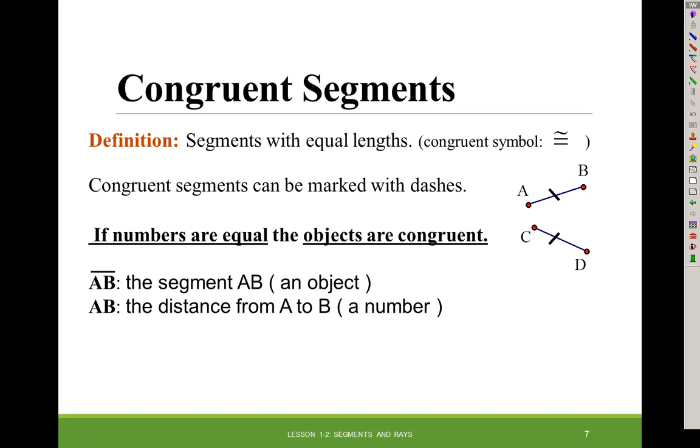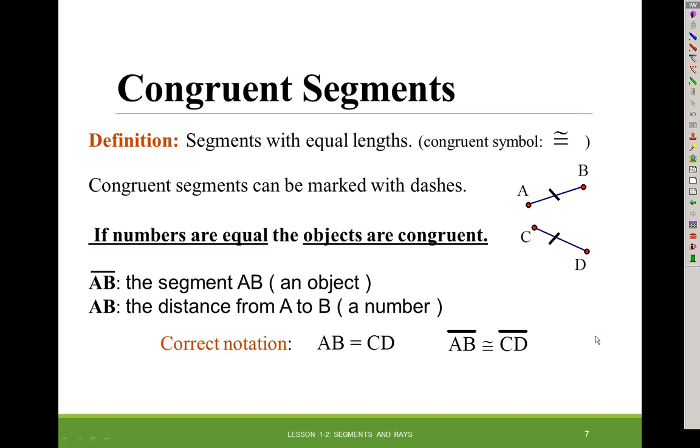If the numbers are equal, then the objects are congruent. This is segment AB, and this is the measure of segment AB, which is the distance from A to B. The top one is an object, the bottom one is a number. So if the objects are congruent, then the numbers are equal. You would say AB equals CD for the numbers, or you could say segment AB is congruent to segment CD.